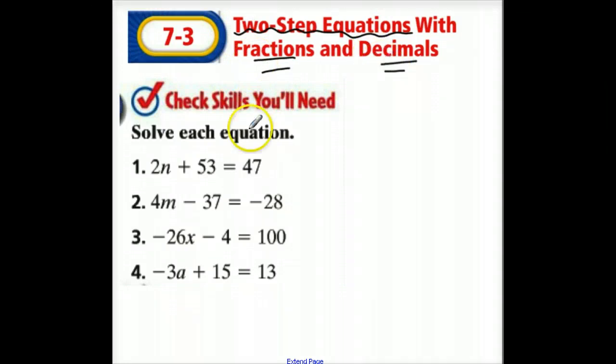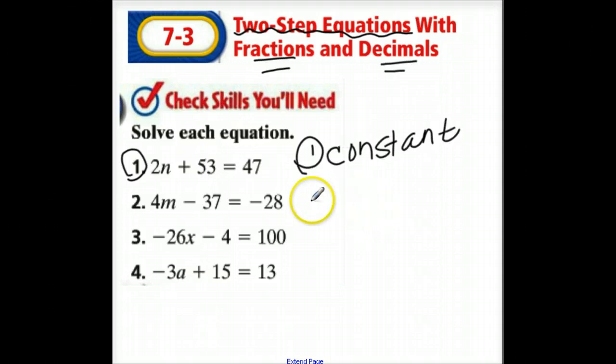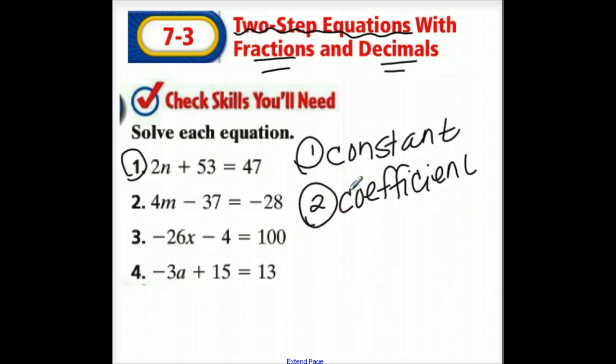Just like in these examples here, for any two-step equation, remember that first we want to get rid of the constant, that's the number without a variable, and then second we want to undo the operation to get rid of the coefficient, and that's the number that is attached to a variable. So in this first example, I would first subtract 53 from both sides, and then I would divide 2n by 2 on both sides, and I would get -3 for my answer. So nothing has changed with the two-step equation.